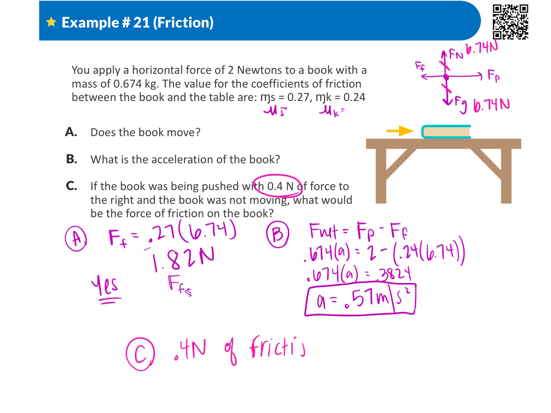And what direction would that be going? 0.4 newtons to the left. Yep, to the left.